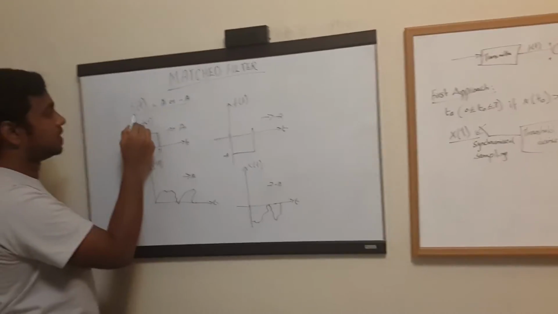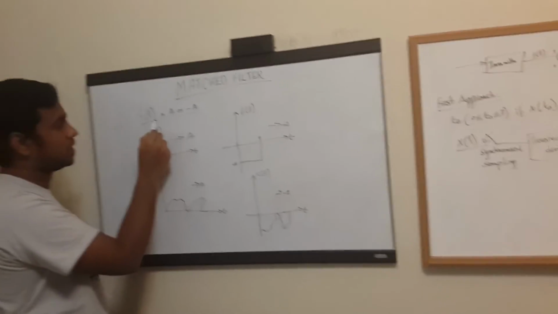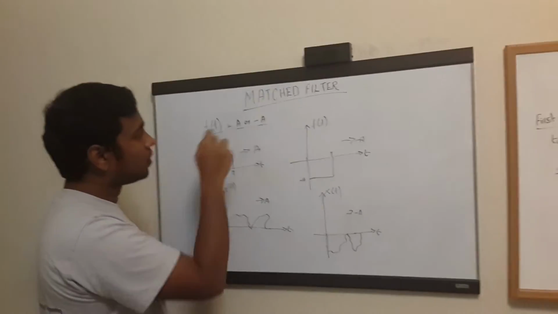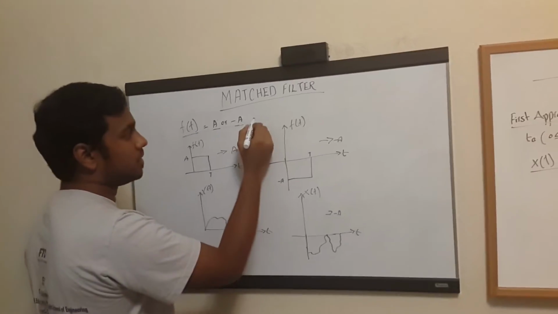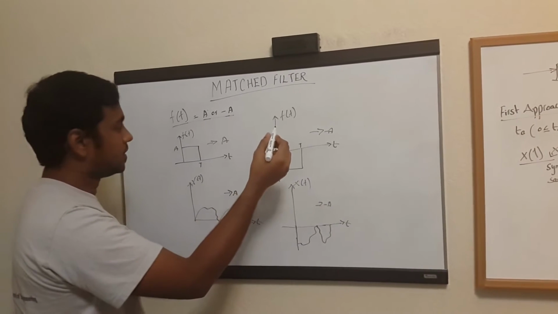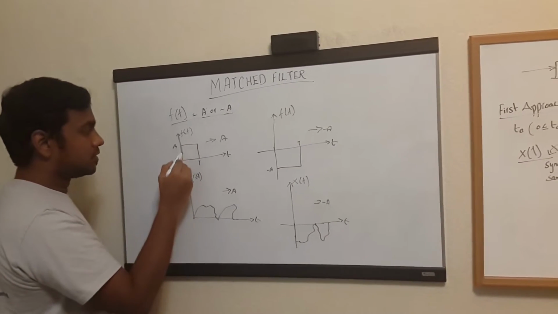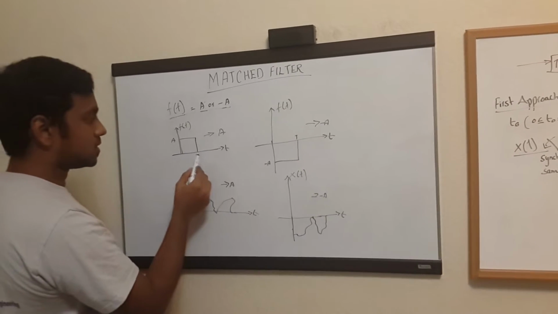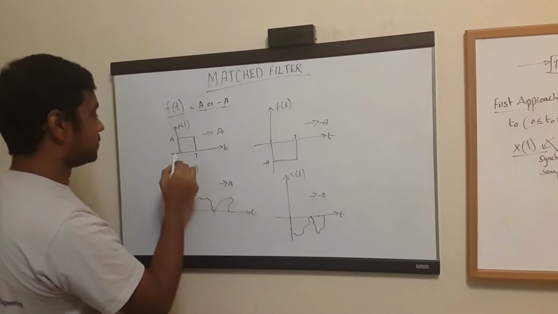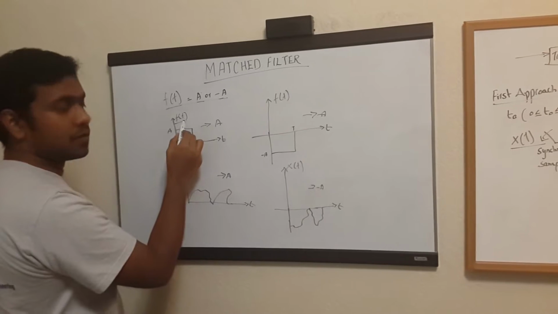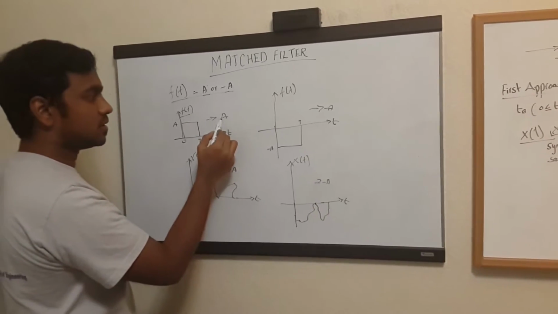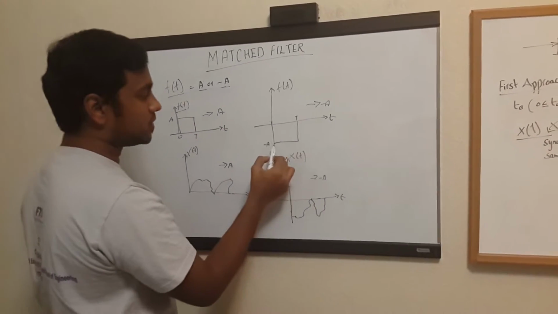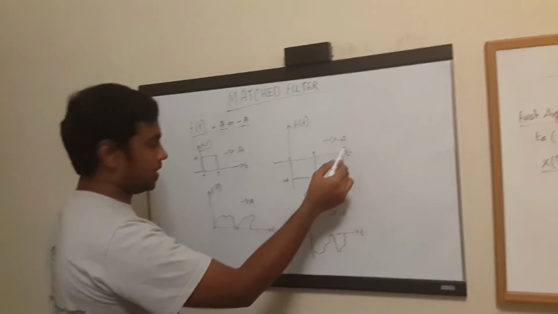So let us consider a system or a signal f of t. It gives rise to the output A or minus A. Both A and minus A have the same probability and they travel in the same time period t0. So this is the given function, from 0 to T, and the function is f of t. This is capital A, and the same thing inverted gives rise to the negative A.